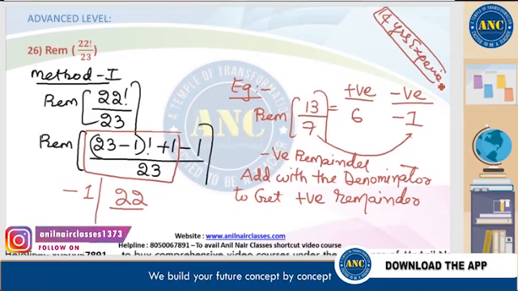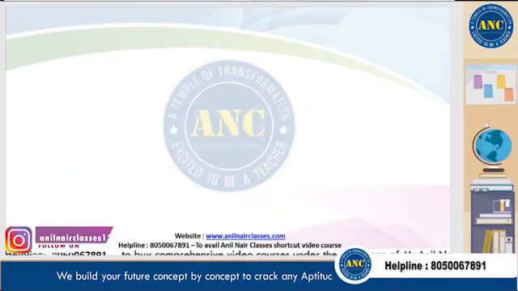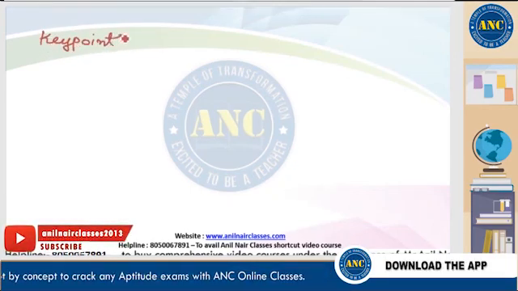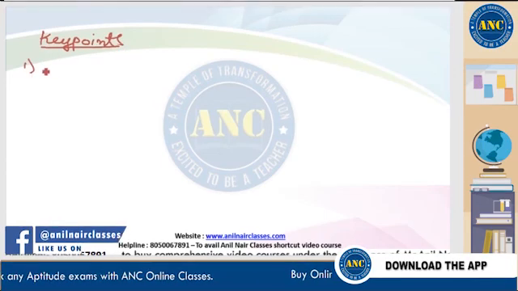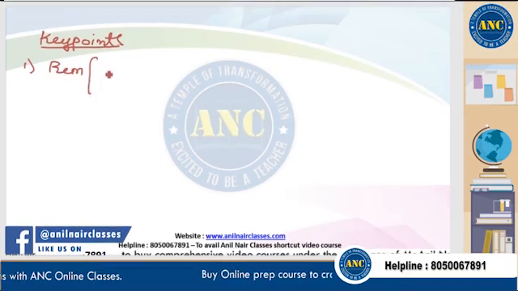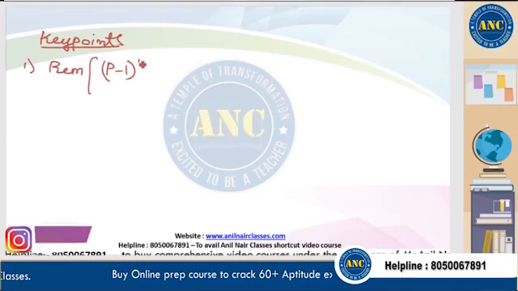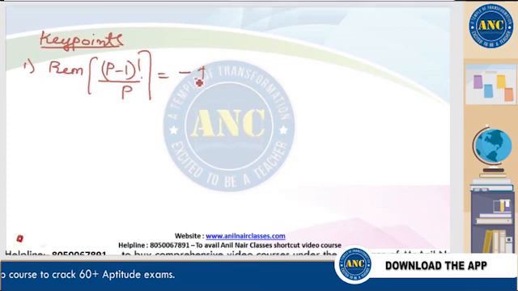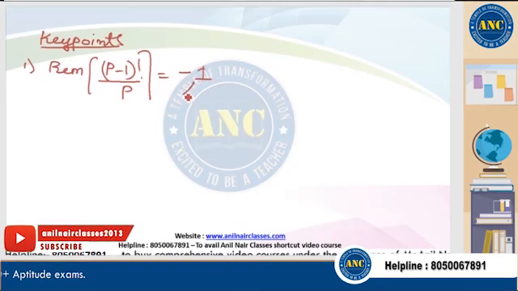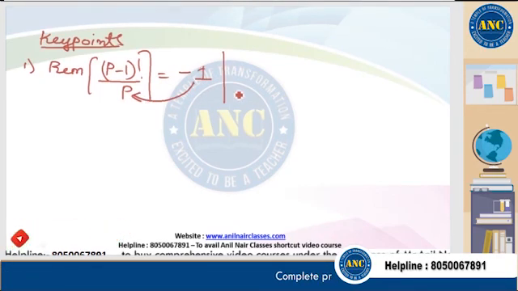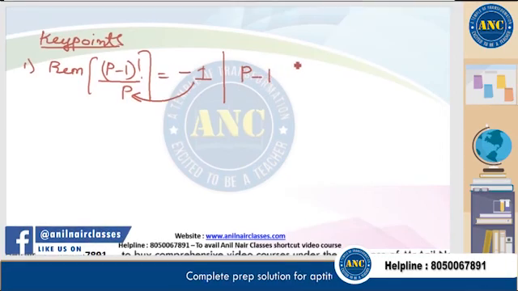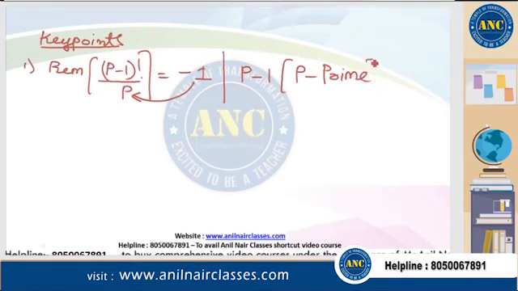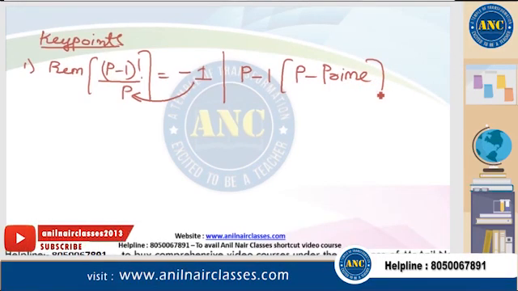Now write down key points. First key point: remainder when P minus 1 factorial is divided by P. What we got as the answer in both the cases is minus 1. If you get minus 1, add it with the denominator. That means the answer is nothing but P minus 1, as long as P is a prime number.